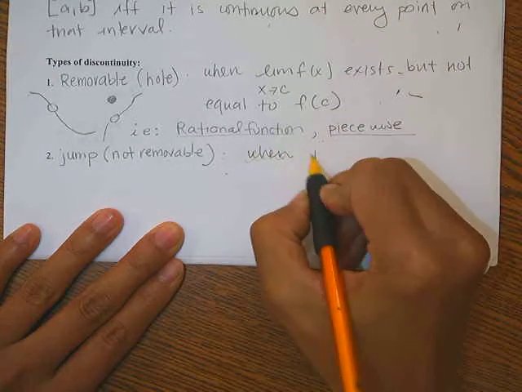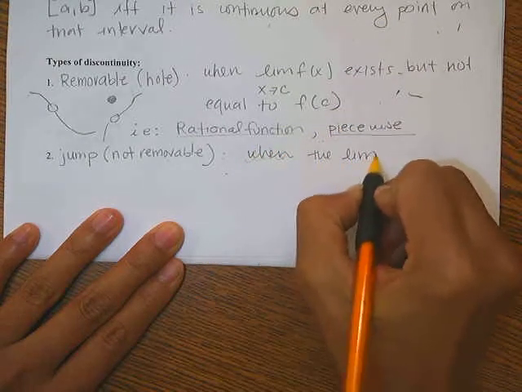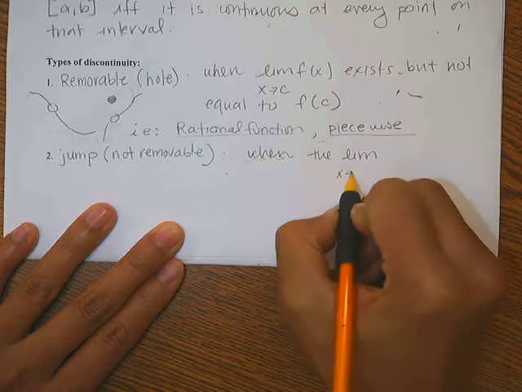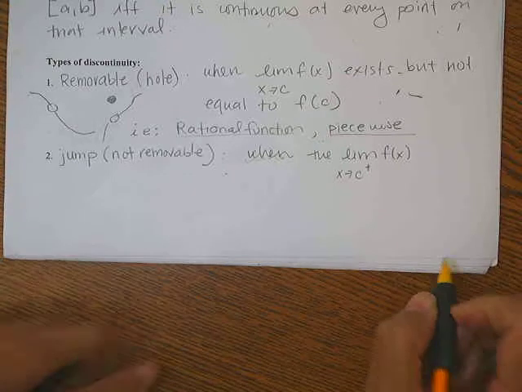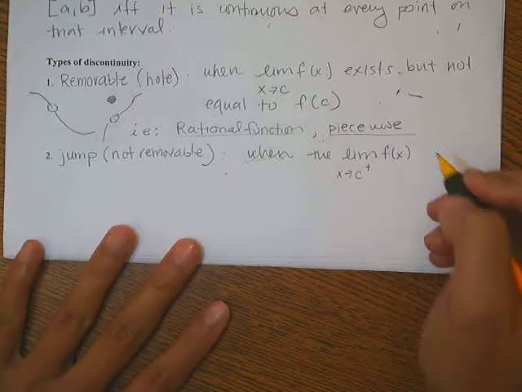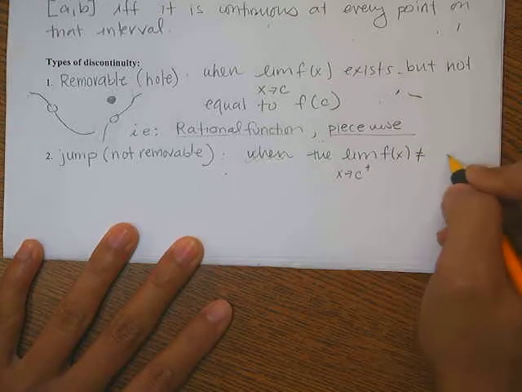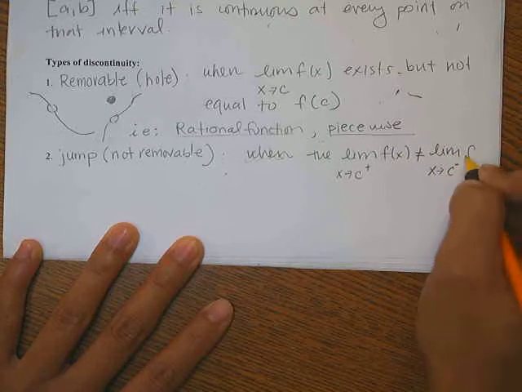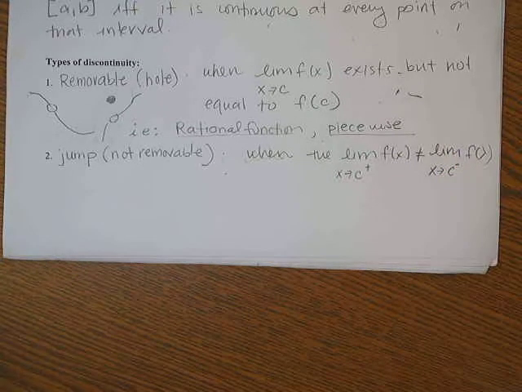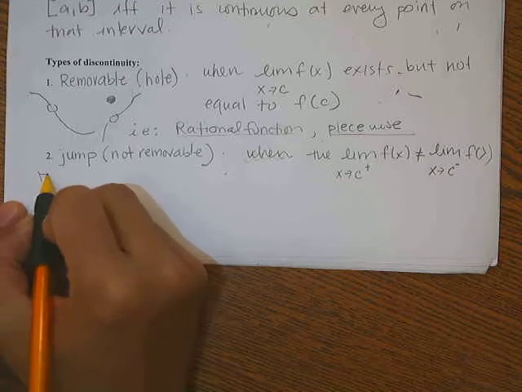When the limit as x approaches c from the right of the function does not equal the limit as x approaches c from the left of this same particular function. Keep in mind that they both exist, but they're not equal. So I'm going to spell this out.